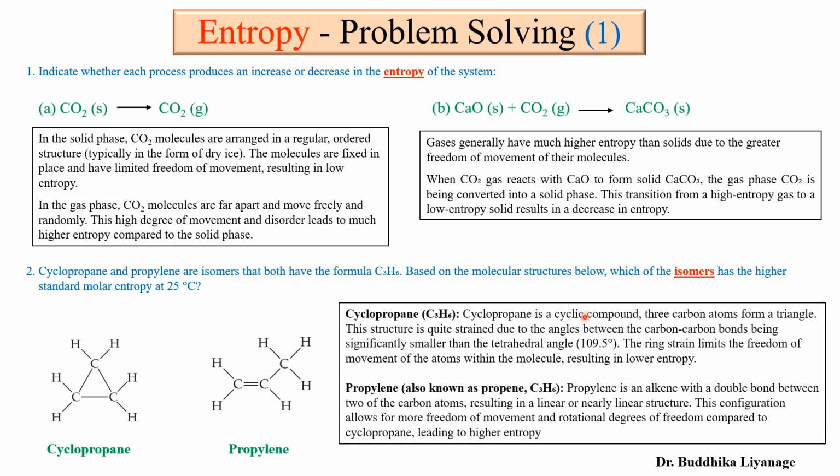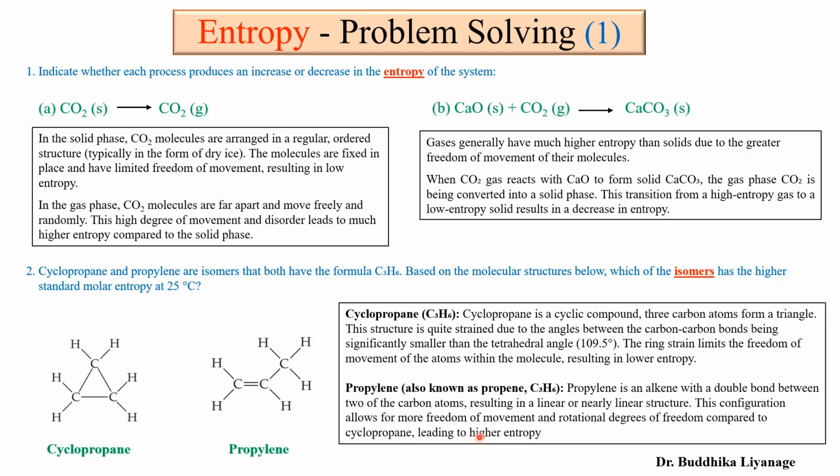Cyclopropane. It is a cyclic compound. 3 carbon atoms in a triangle. The structure is quite strained due to these angles. Angles are less than the tetrahedral bond angle. The ideal tetrahedral angle is 109.5, but here the CCC bond angle is less than 109.5. Therefore, the ring strain limits the freedom of movement of the atoms. It is lower entropy.